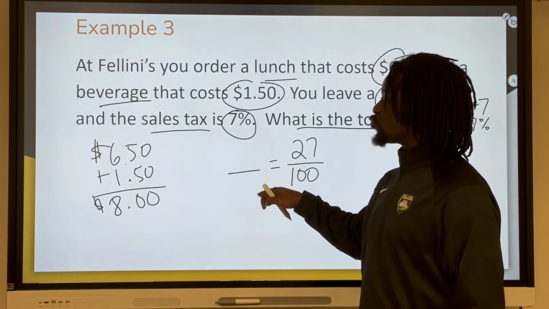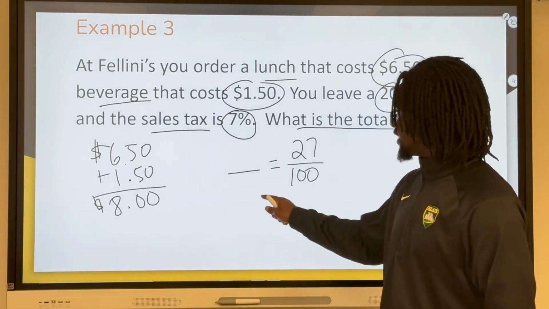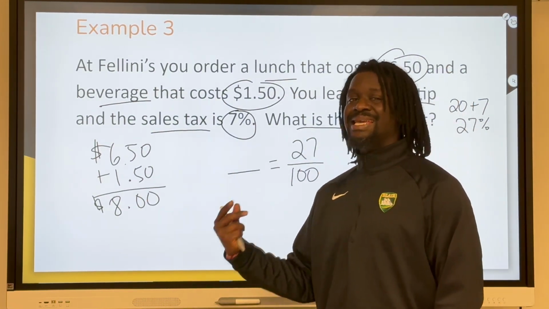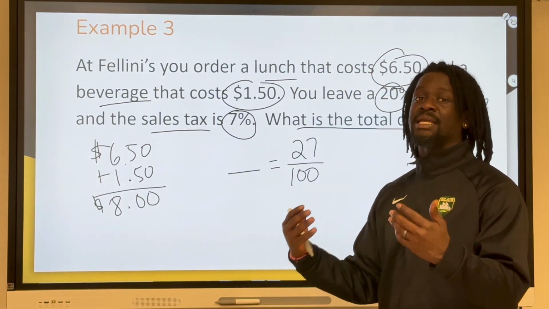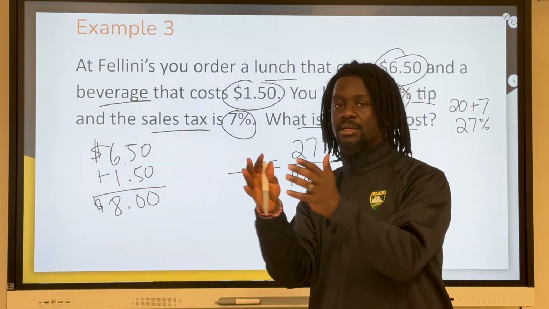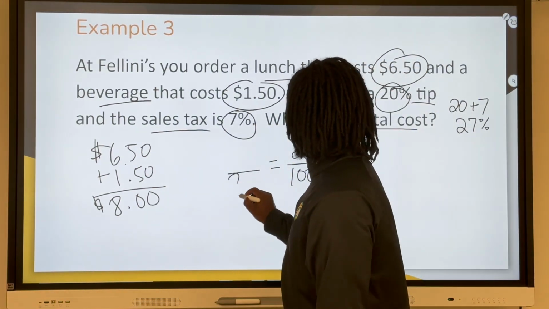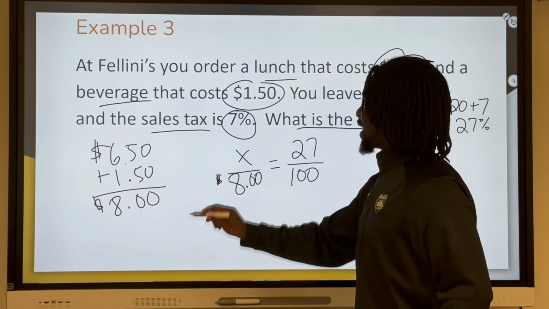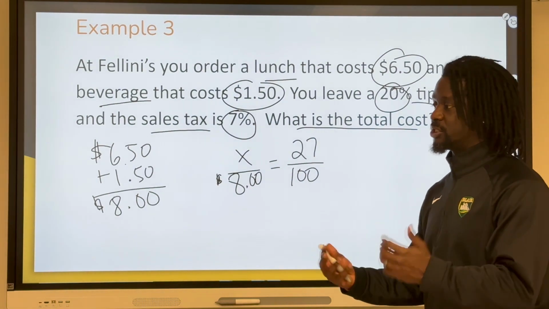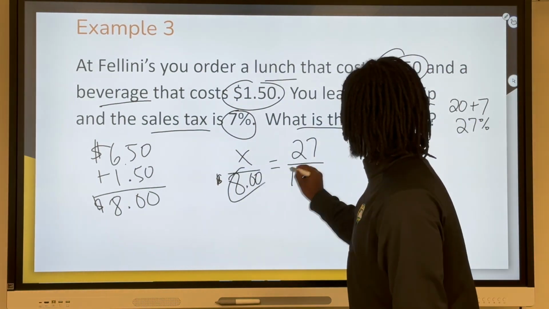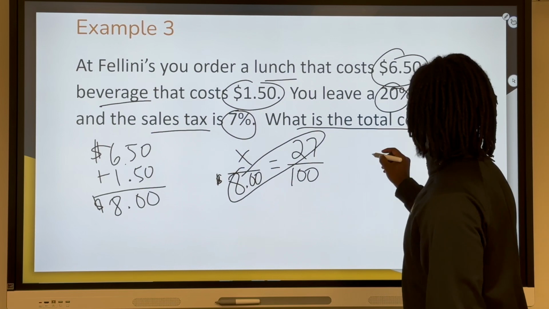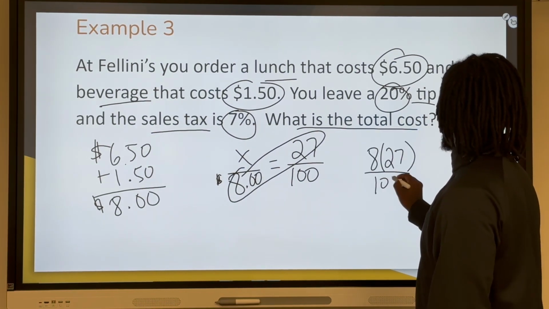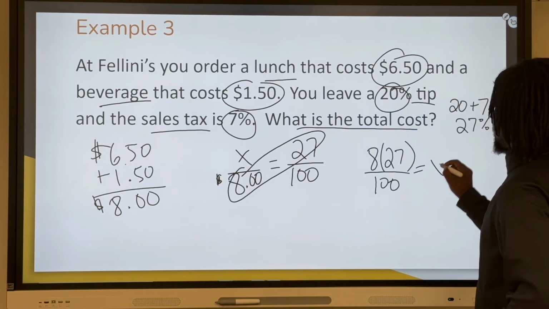And the original price, again, this B, the price before the sales tax and the tip, it is $8. And again, it's $8 because I had to put the drink and the lunch together. So that's where the $8 came from. And so now I'm looking for what is the percentage of that. Okay, what is 27%? So I do 8 times 27, then I divide it by 100. And that is going to give me X.